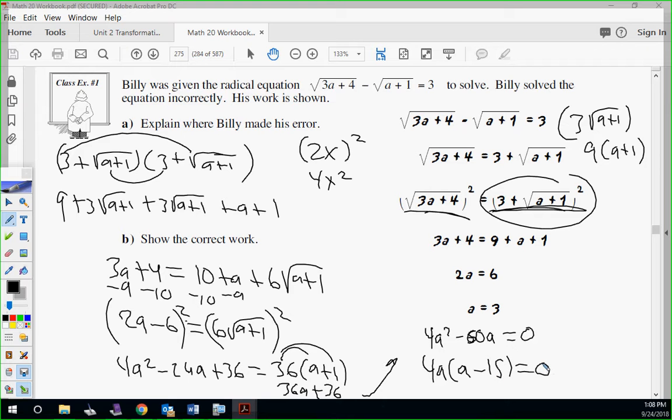Now you can see the answers. Answer is? I don't know how you did that. Oh, you took out the 4a. I factored. The answer is 15 and 0 is correct.